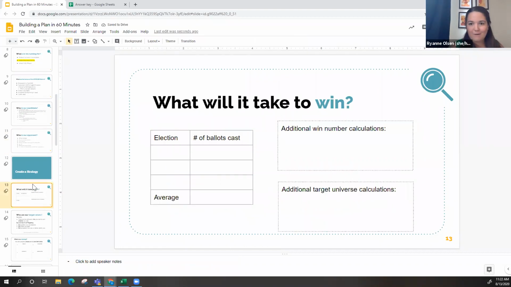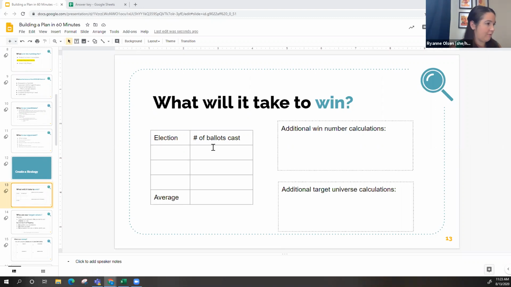So now we are moving on to what it will take to win and creating a strategy and our win number. Okay, I'm trying to go through this quickly, so I hope this is still helpful for folks. This is a general election. Do we want this to be an election overlapping with a presidential election year or a midterm election year? It will help us determine how many voters we're likely to have to turn out. Okay, I'm seeing more midterms than presidentials, so let's do that.